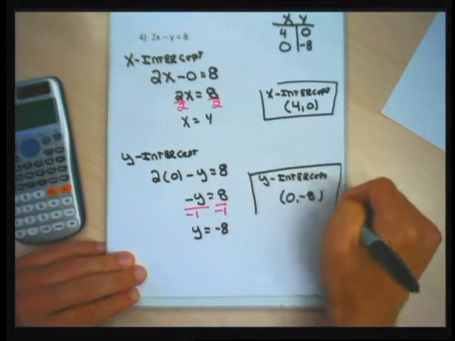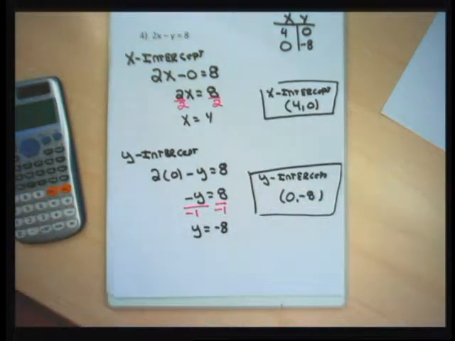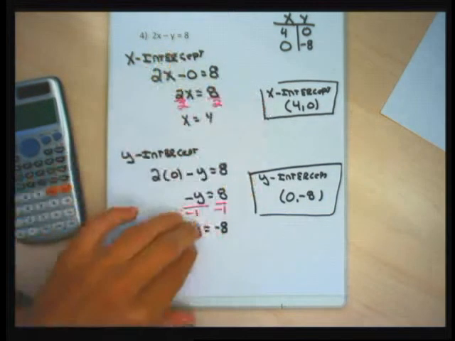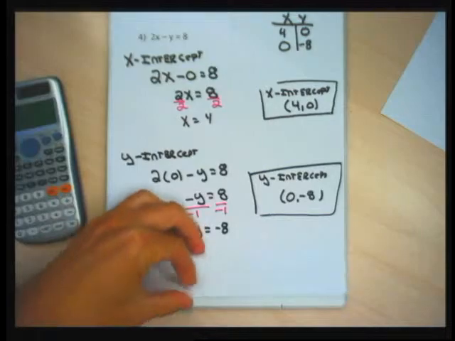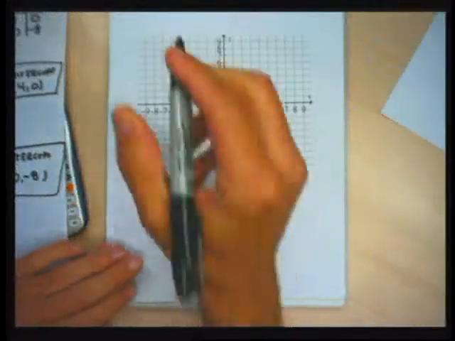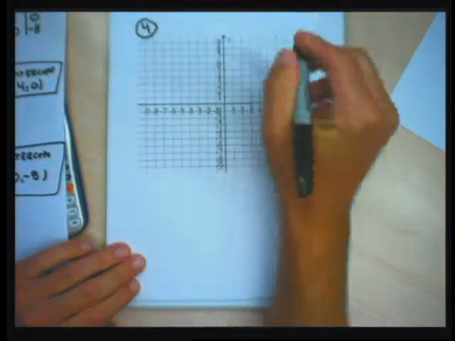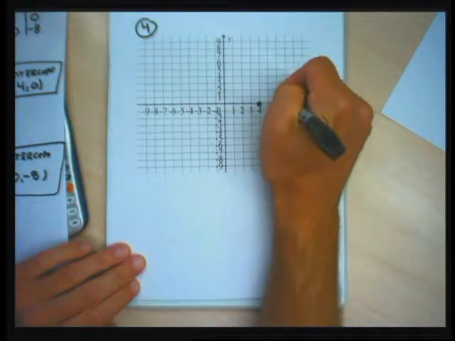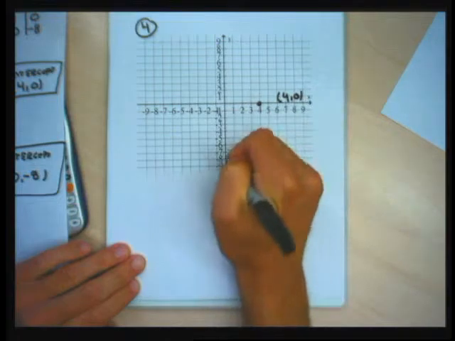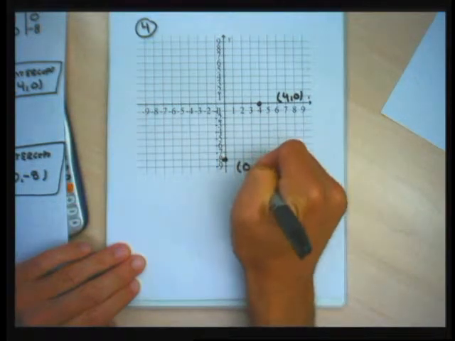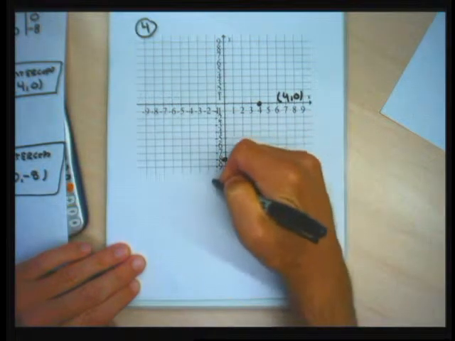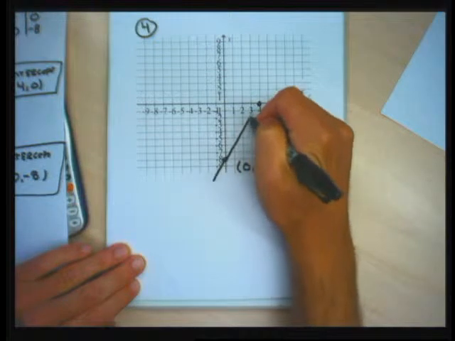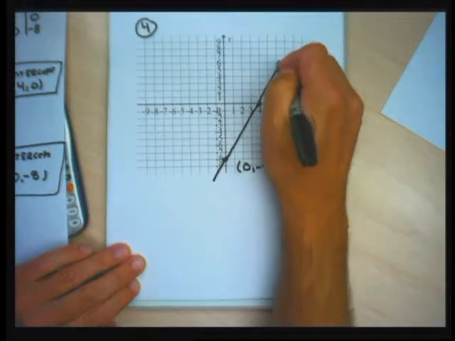Now I'm going to sketch a graph. So I'm 2/3 of the way done. I found the x-intercept, the y-intercept. Now I'm going to sketch a graph. So to sketch a graph for problem 4, I'm going to plot the x-intercept, which is the point 4, 0. The y-intercept, which is the point 0, negative 8. And even though that's only 2 points, 2 points will get you a line. So I'm going to connect those 2 points with a line.